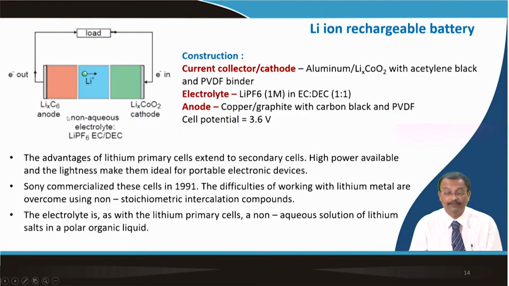So, the advantages of the lithium primary cell, which I already defined, are extended to the secondary cell. High power is available, and the lightness makes them ideal for portable devices, and Sony commercialized it in 1991. The electrolyte, as with the lithium primary cell, is usually a non-aqueous solution of lithium salt in a polar organic liquid.